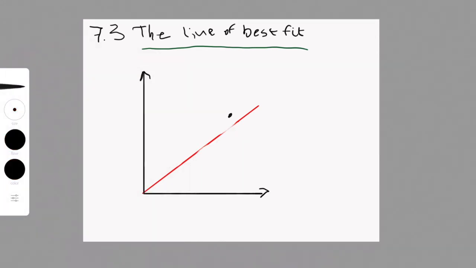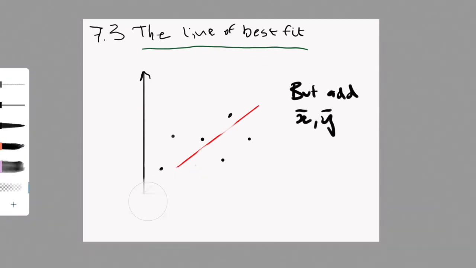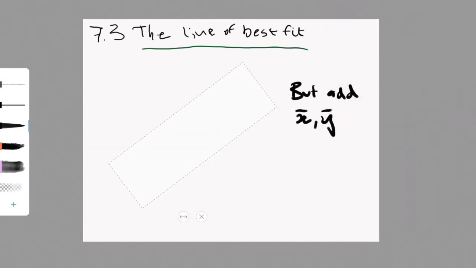So chapter 7.3 is the line of best fit. The book defines the line of best fit as a straight line that is drawn through the center of the graph of data points plotted on a scatter diagram that lies close to as many points as possible. In chapter 7.4, we'll get into how to do this with the calculator and using actual maths.